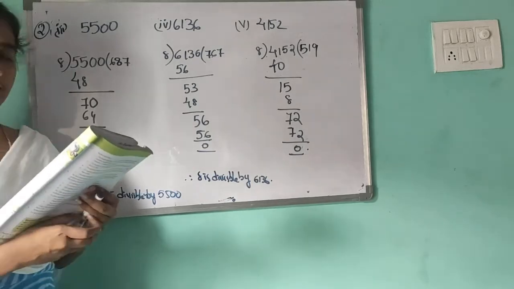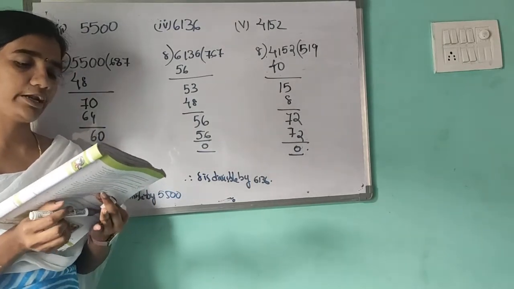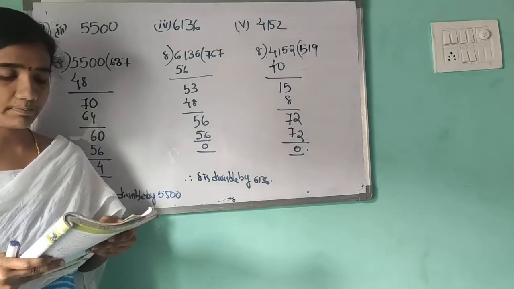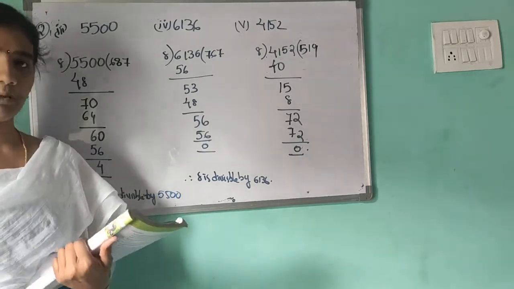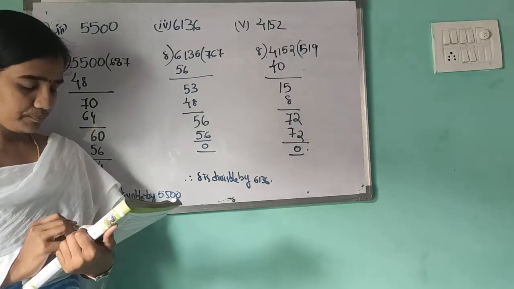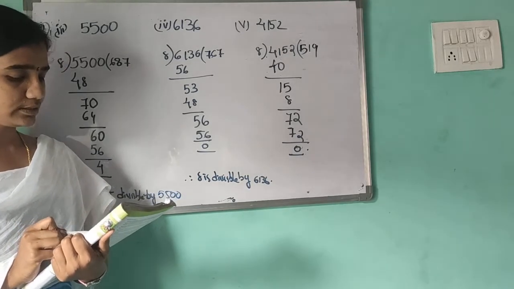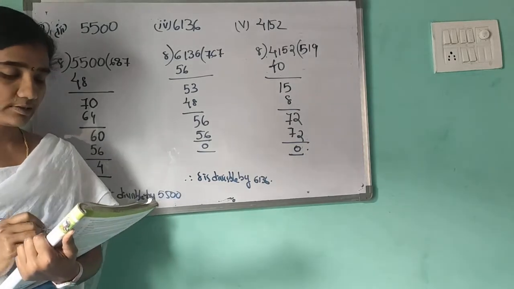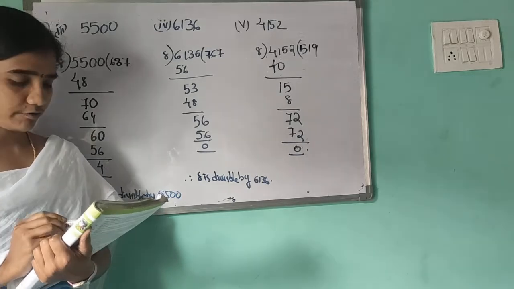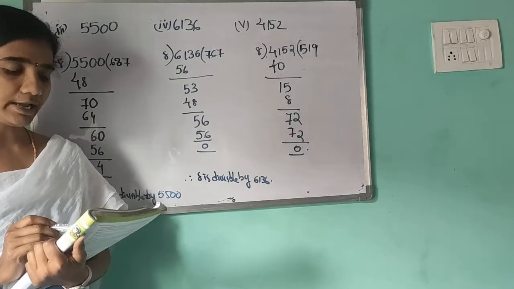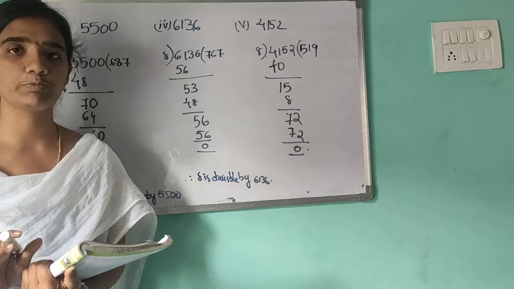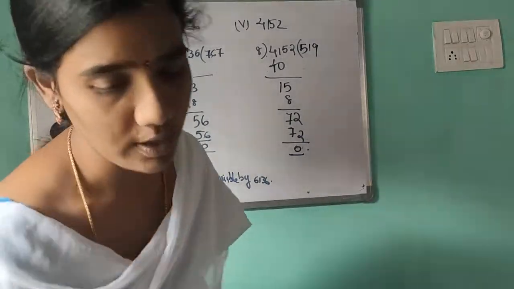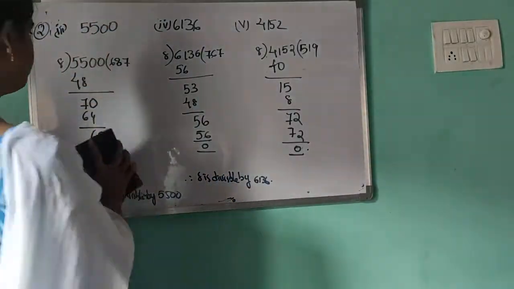In this second problem, test whether the following numbers are divisible by 8. Here six numbers are given, and we can find for all the numbers. In this, only 3 numbers are divisible by 8. These numbers are the second, fourth, and fifth, and the remaining first and third are not divisible by 8. Let's go to the third sum.